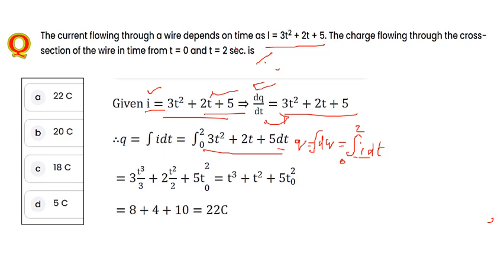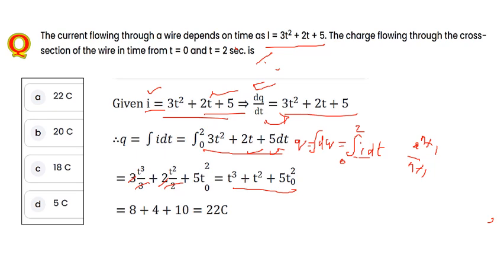Now substitute the value of I, then integrate this one. You already know that integrating x power n gives x power n plus 1 by n plus 1. Now t square integrates to t cube divided by 3, 2t integrates to t square, and integrating the constant gives 5t. The 3 and 3 cancel, the 2 and 2 cancel. Now substitute the limits 0 to 2.